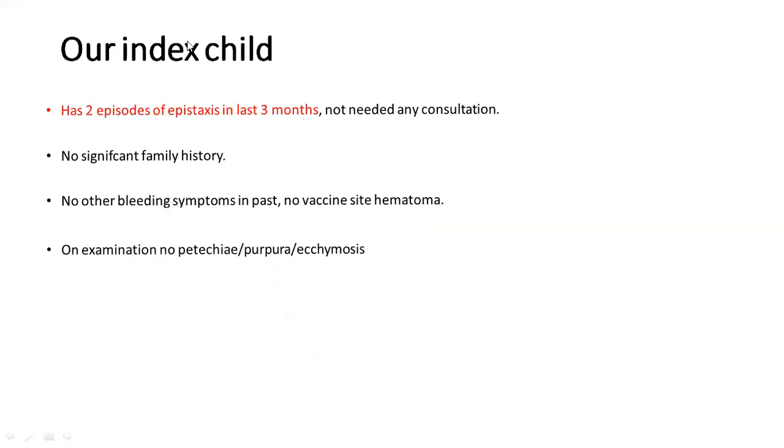So our child, we went back and took the history. The child had 2 episodes of epistaxis in the last 3 months, but no consultation for them. There's no significant family history, no other bleeding symptoms in the past, and no vaccine site hematoma. On examination, there's no petechiae, no purpura, no ecchymosis. So this is what our child revealed.